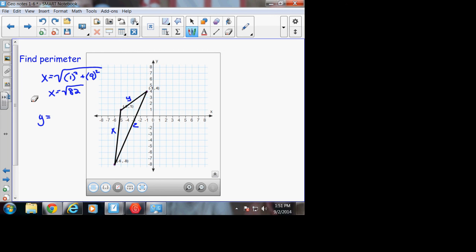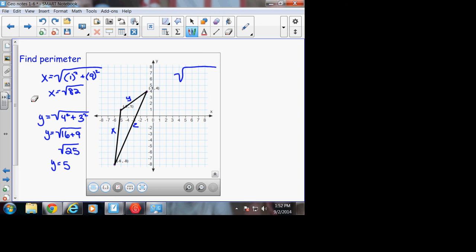Okay, y. We have -1 minus a -5, which is 4. Then we have 4 minus 1, which is 3. What's 4 squared? 16. What's 3 squared? 9. Square root of what? 25, which is 5. So y equals 5. Now all we have to do is find z.